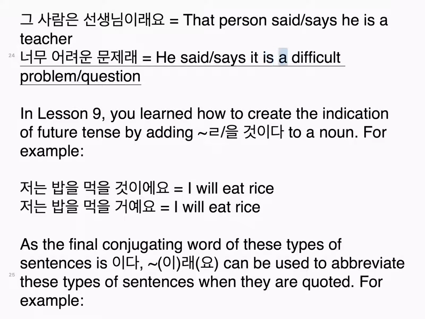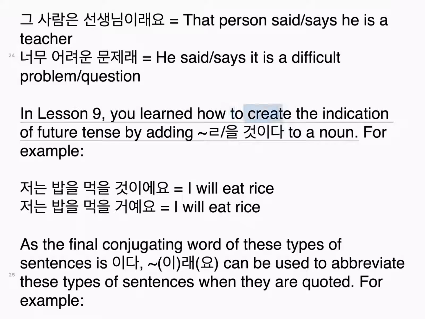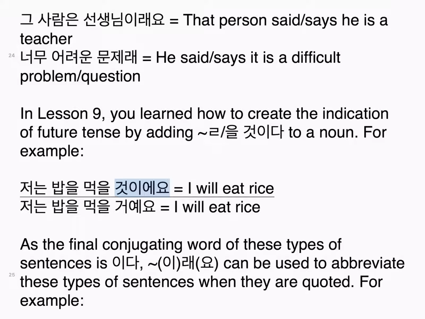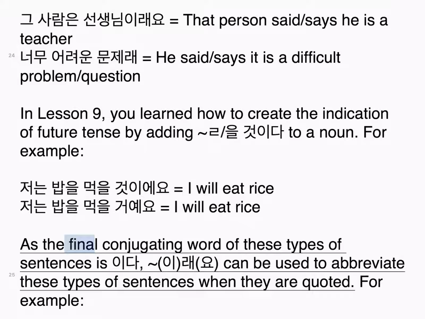He says it is a difficult problem question. In lesson 9, you learned how to create the indication of future tense by adding 을 것이다 to a noun. For example, 저는 밥을 먹을 것이에요. I will eat rice. 저는 밥을 먹을 거예요. I will eat rice. As the final conjugating word of these types of sentences is 이다, 이래요 can be used to abbreviate these types of sentences when they are quoted.